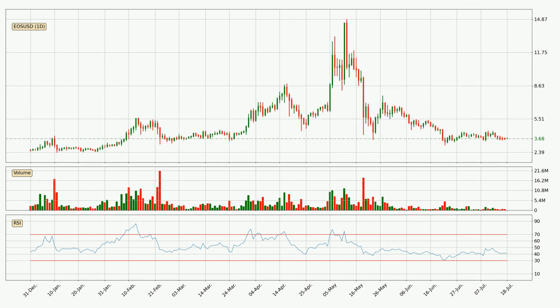Jumping to the daily relative strength index, the current daily RSI is at 42, so there are currently no signs of the crypto being overbought or oversold.